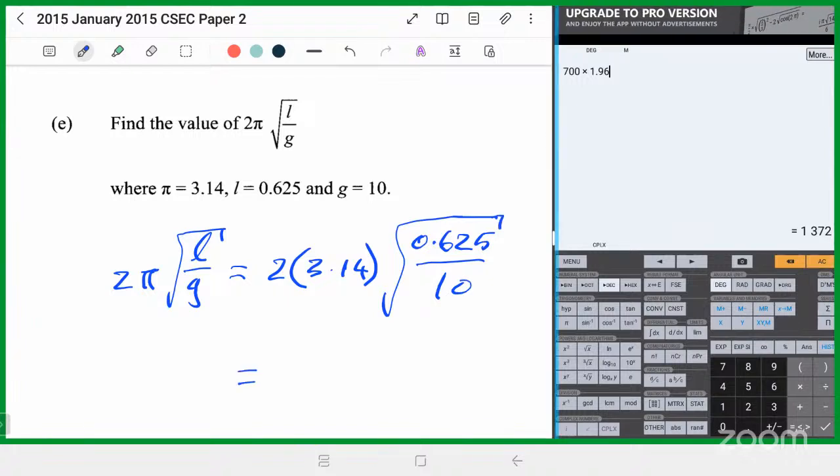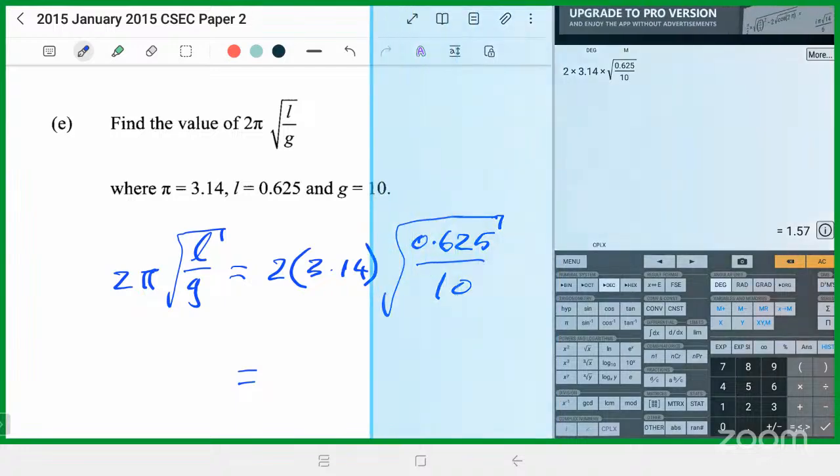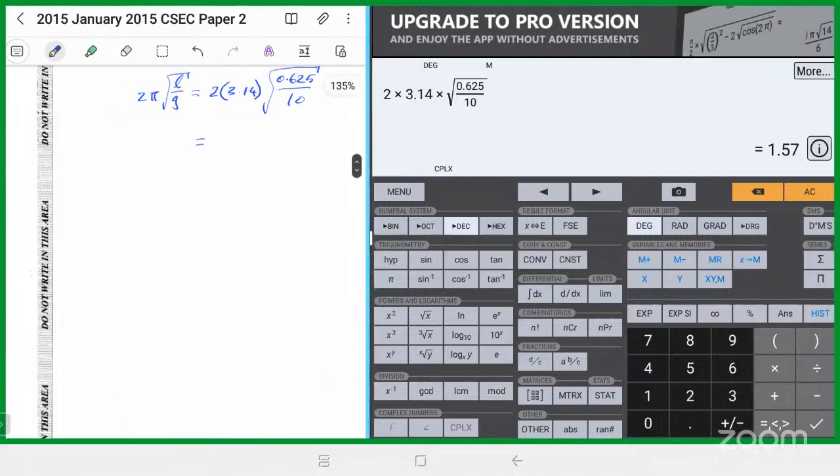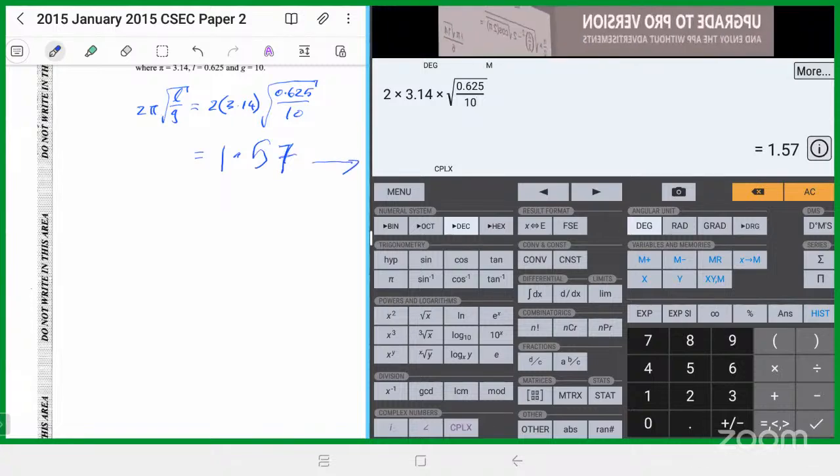So about 2 times 3.14 times the square root of the fraction 0.625 over 10, on the calculator. That is 1.57.